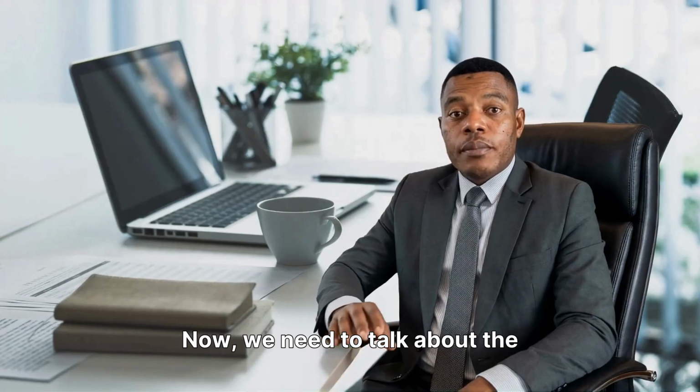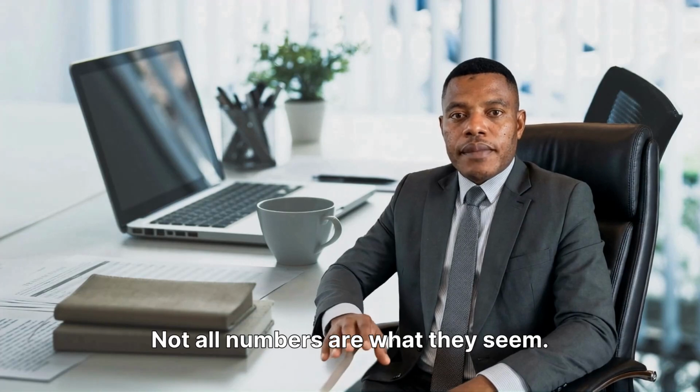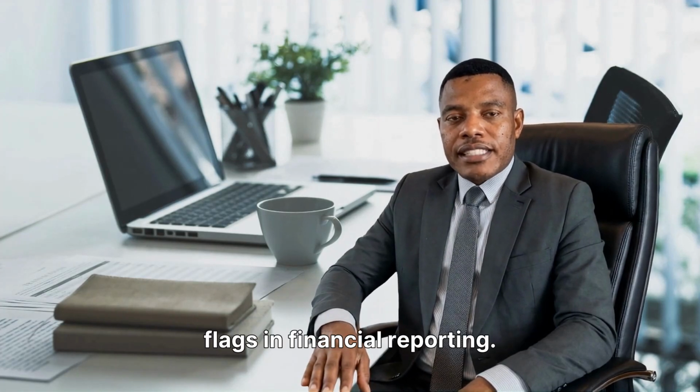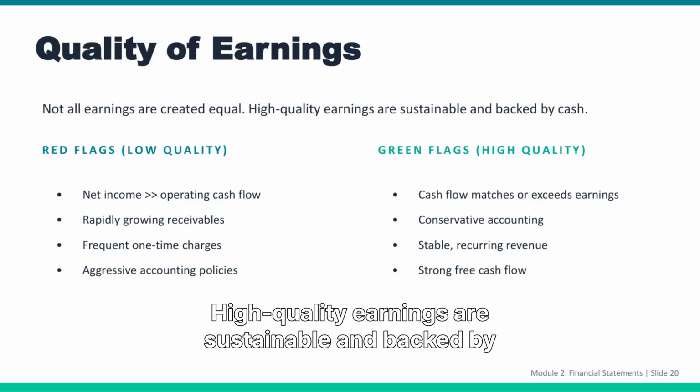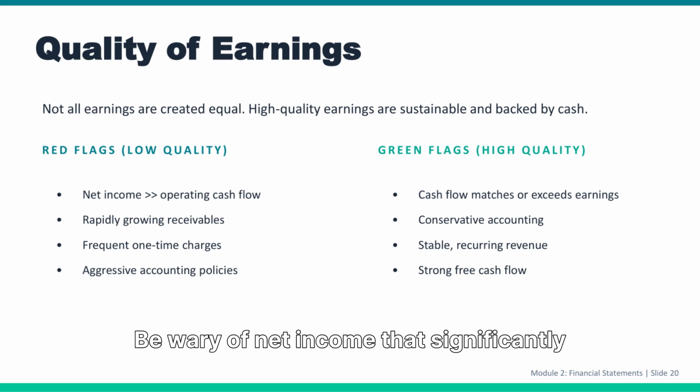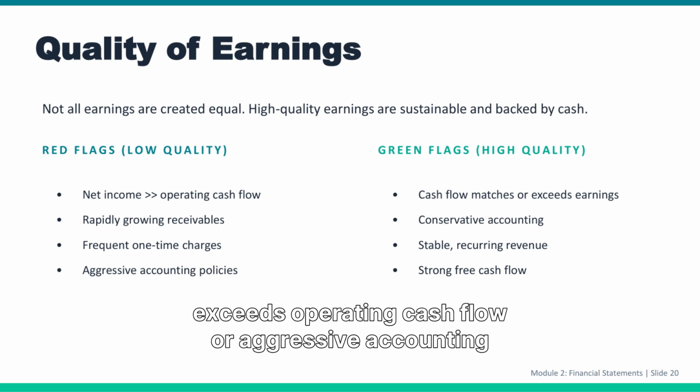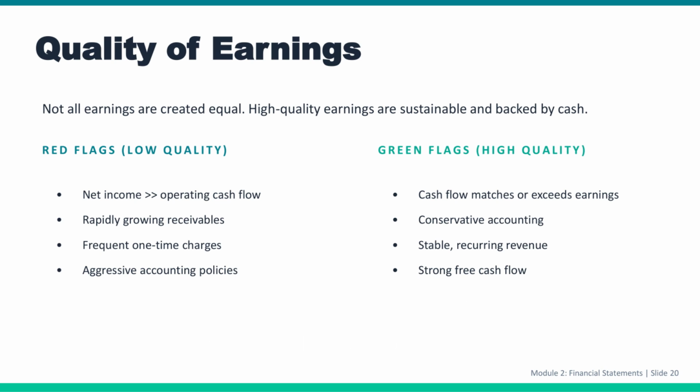Now, we need to talk about the quality of those earnings. Not all numbers are what they seem. Let's look at some red and green flags in financial reporting. High-quality earnings are sustainable and backed by cash. Be wary of net income that significantly exceeds operating cash flow or aggressive accounting policies.